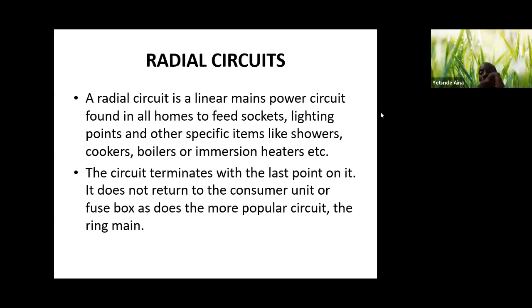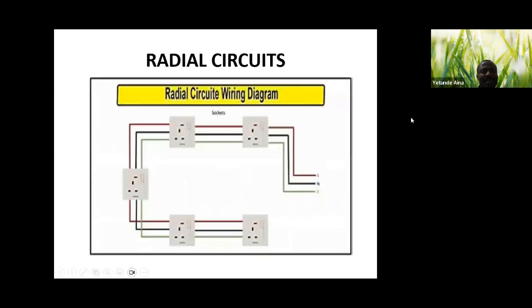Now we have only one particular point, from that distribution board or from your consumer unit directly to the socket, and it is not connected back to your consumer unit, just as we have for the other one. So that is the major difference between the two of them. Let's take a look at a circuit like that. Now this one is a radial circuit. Now let's start from here.